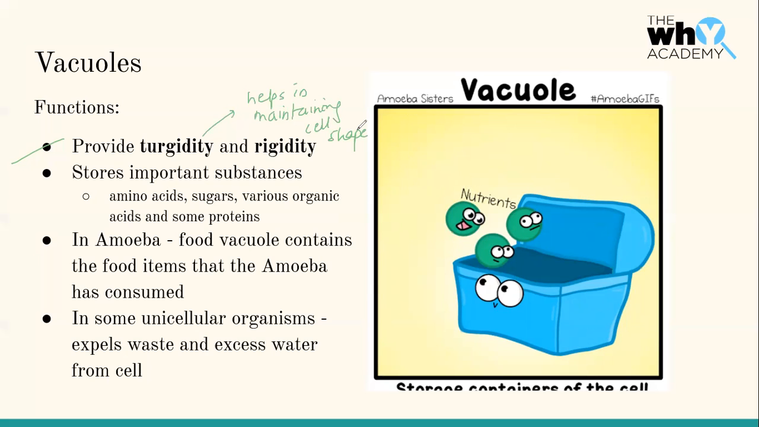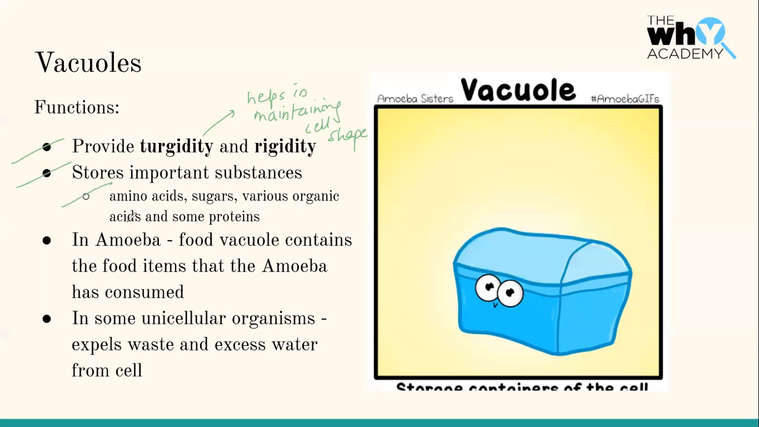And it stores important substances. So anything, it could be one among these. If you want, you can take it down. Okay. In amoeba, it contains the food that the amoeba just consumed. So same thing, but they gave you an example of a unicellular organism, right? What happens in a unicellular organism is what they're trying to tell you. So amoeba looks something like this.